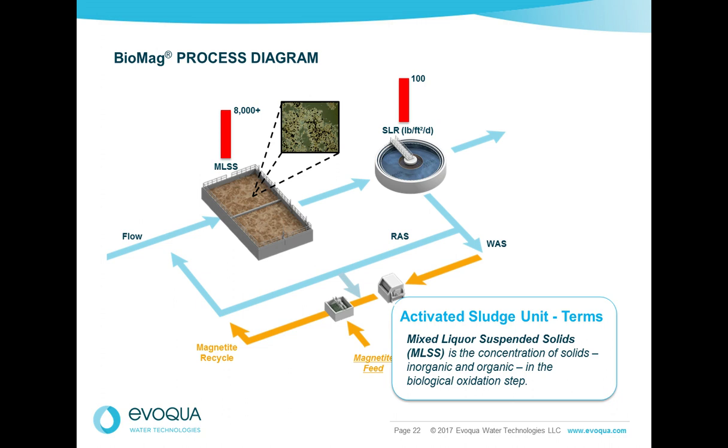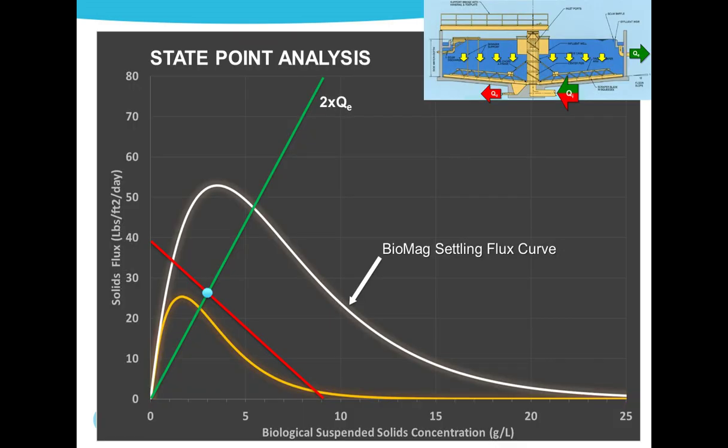It's interesting to examine the impact of the ballasting process on clarifier design demands using the state point analysis. Going back to this same model, the increased density of the ballasted floc moves the flux curve higher, here shown in white. The state point at the higher hydraulic loading, which was previously outside the unballasted flux curve, is now well inside the design and operating limits.